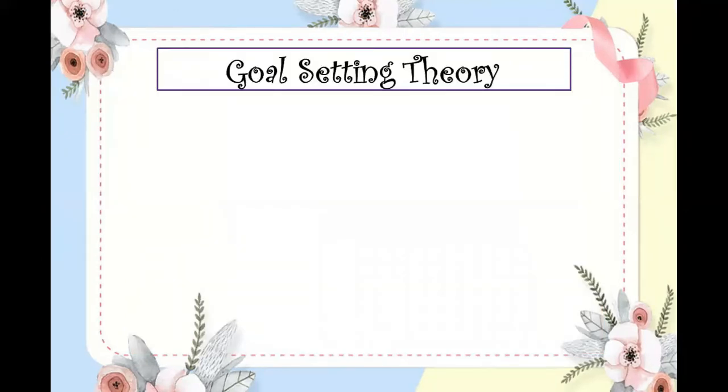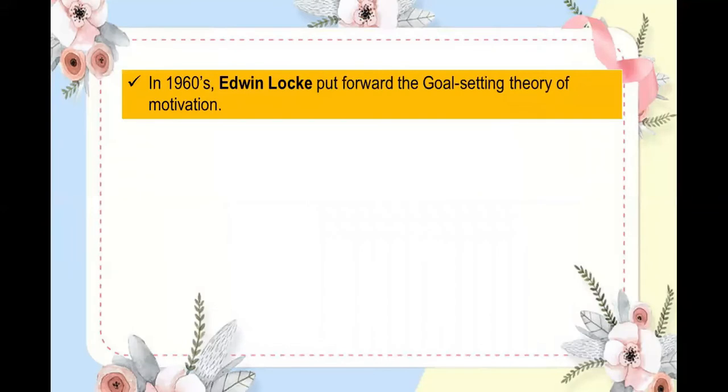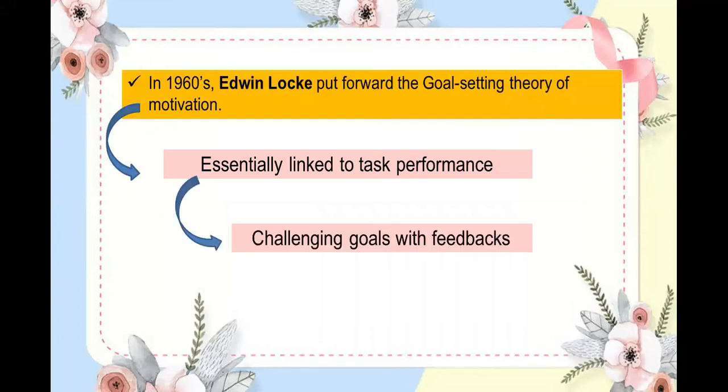Next is goal setting theory. It was proposed by Edwin Locke. So in 1960, Edwin Locke put forward the goal setting theory of motivation. According to this theory, goal is essentially linked to task performance and challenging goals with feedback.